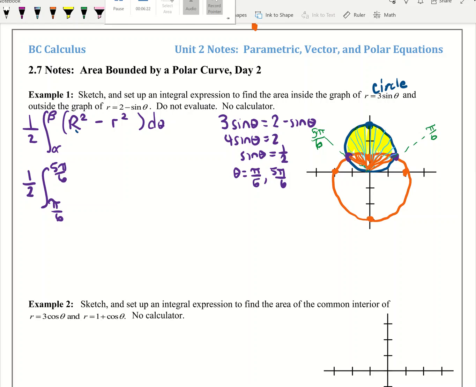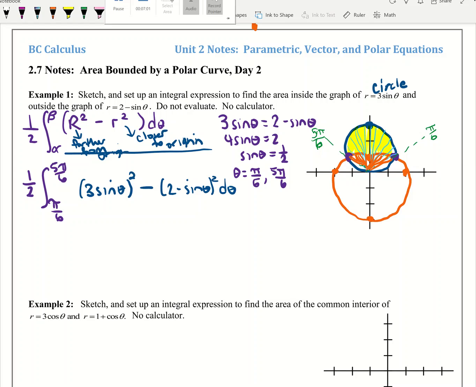When we talk about the biggest radii, we mean the one that's farther from the origin, at least on that interval. The lowercase r squared will be the radii that are closer to the origin. So the radius that's farther away on this shaded region that I'm looking at would be 3 sine of theta, quantity squared. And then the radii that are closer to the origin would be 2 minus the sine of theta. And again, I need to do quantity squared d theta. And then I can stop the problem.